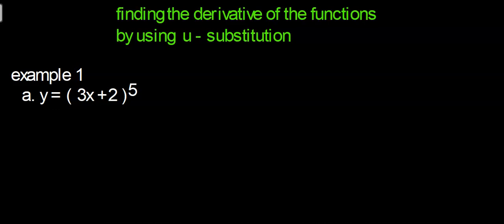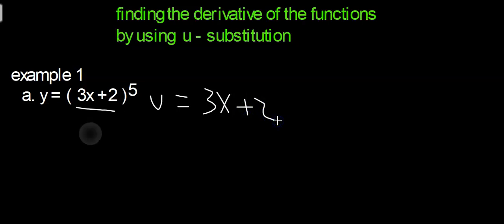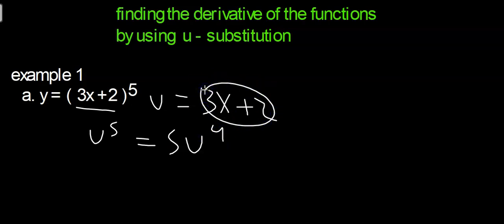What I want to do is take this whole thing and represent it by u. So u equals 3x plus 2. Now I can substitute this whole thing by u, so this will be u to the power of 5. When you derivate u to the power of 5, you get 5u to the power of 4. Substituting back, when you write this whole thing, you get (3x + 2) to the power of 4.